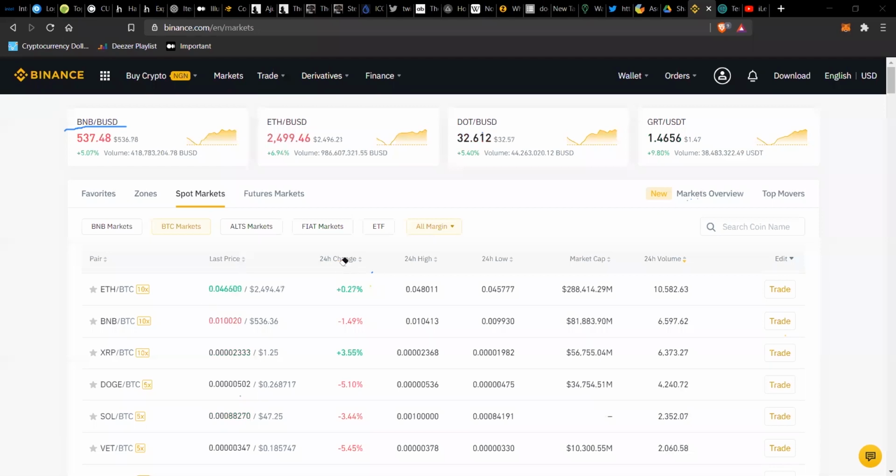Now, moving on from here, I can also see some other coins in the spot market. But before I scroll down, let me also show something. Now, over here, you can see the price.